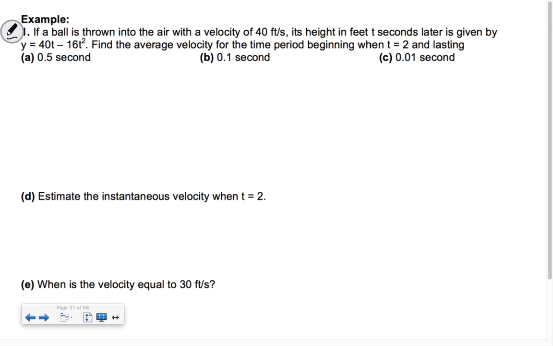Find the average velocity for the time period beginning when t equals 2 and lasting for 0.5 seconds, 0.1 seconds, 0.01 seconds. So we're finding the average velocity, the average rate of change of the position function, right? Let's go ahead and plug this in for y1 on our calculator so we can find lots of values as we go.